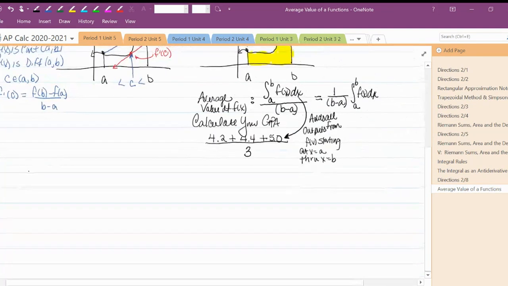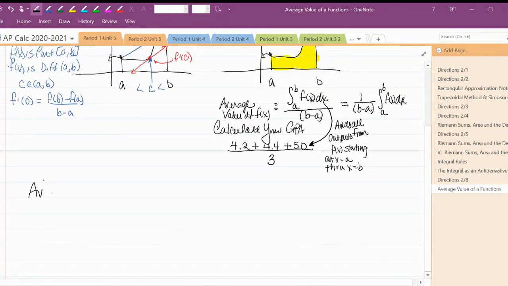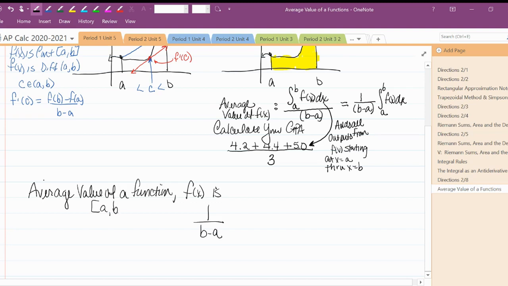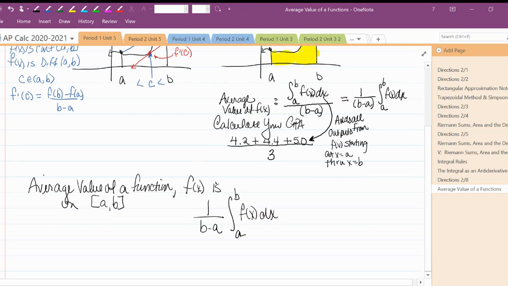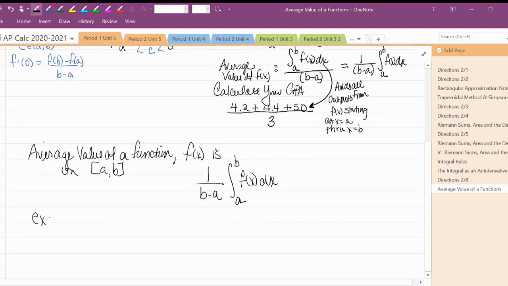And just to sum up, the average value of a function f of x is 1 over b minus a, well, we'll say on the interval from a to b, 1 over b minus a times the definite integral from a to b of f of x dx. And we'll just apply this really quickly in an example.